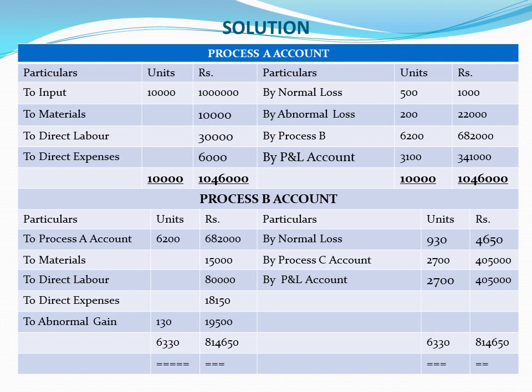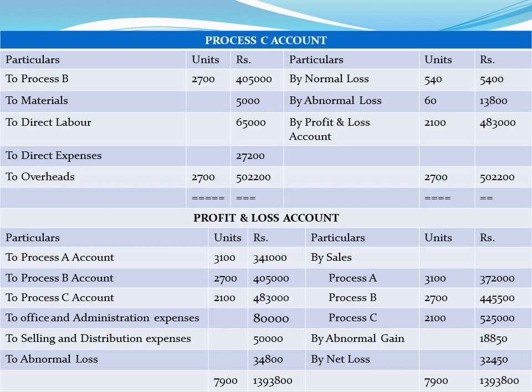When totaling the debit and credit sides, the units on the credit side are 6,330 and on the debit side 6,200, which means there is an abnormal gain of 130, which is multiplied by 150, and this becomes 19,500. Now coming to the process C account, from process B we have received 2,700 units, which is 4,05,000.